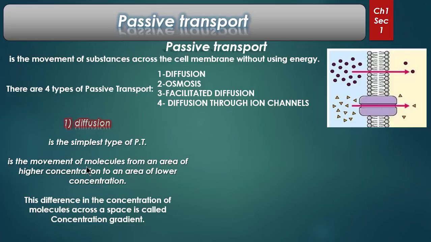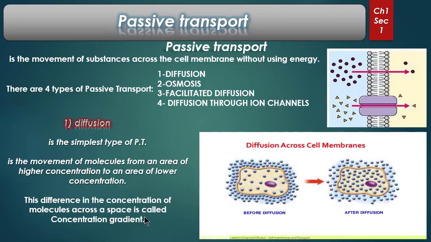So simply, diffusion is the movement of molecules from an area of higher concentration to an area of lower concentration. We can also say passive transport is the movement of molecules from an area of higher concentration to an area of lower concentration. This difference in concentration of molecules across a space is called the concentration gradient. For example, here there are 16 molecules and here there are only 2. This difference is called the concentration gradient.